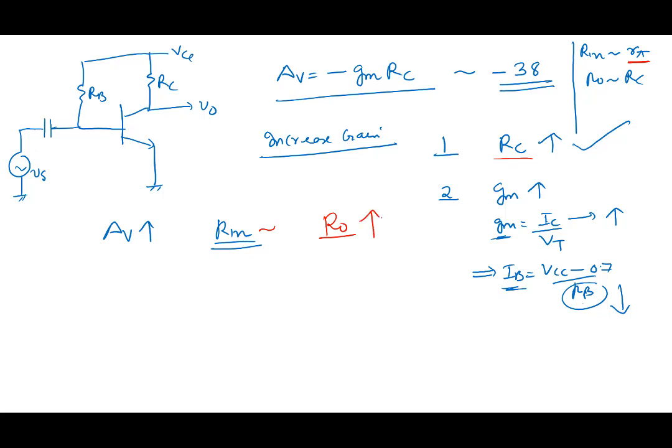Is an increase in R0 good or bad? Do you want, see, high AV, you all agree, large AV0, right? So we are talking about AV0 actually, the open circuit voltage gain here. So high AV0 you all want. What about R0? What do you want from R0? A low R0 or a high R0? Remember, this is a voltage amplifier. We are making a voltage amplifier. So what do you want from R0?